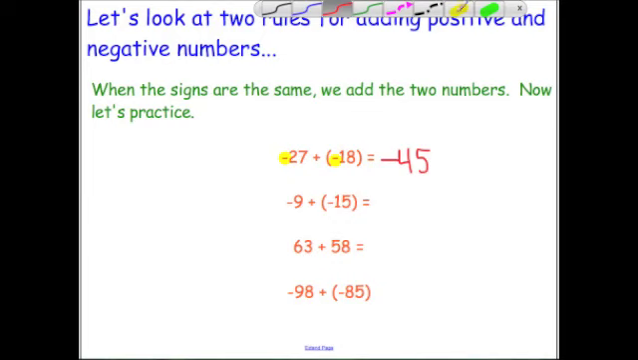We can look at the next example and we see that we have a negative and another negative and we're adding, so we just add the two together. Negative 9 plus 15 gives us negative 24.